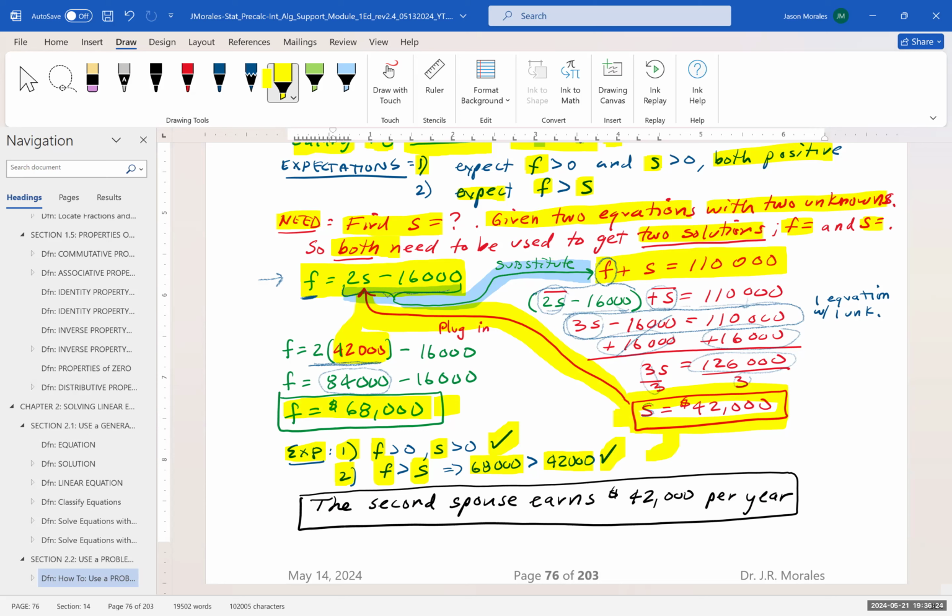So now we can write our answer. The second spouse earns $42,000 per year.